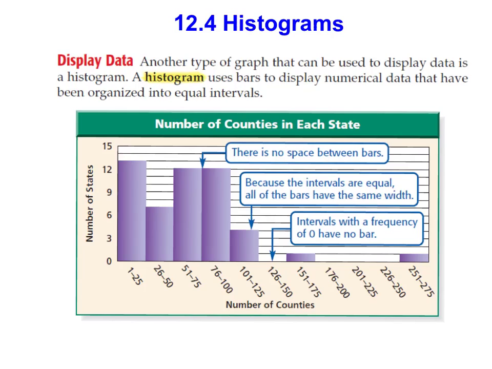Now if you notice, this histogram looks a little bit like a bar graph because it does have bars, except notice that there are no spaces between the bars. And also, because the intervals are equal, all of the bars have the same width. And then any intervals with a frequency of 0 don't have any bar at all.